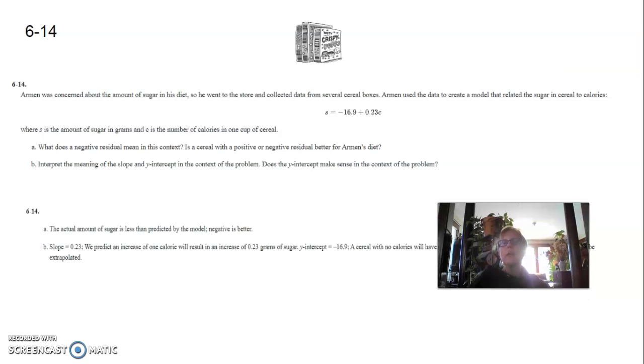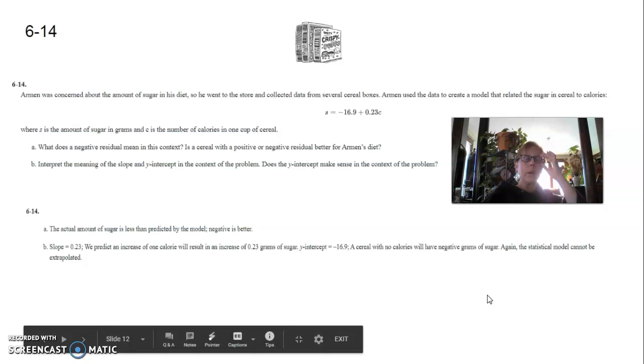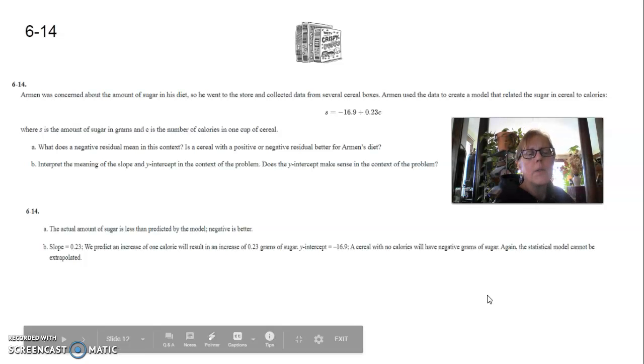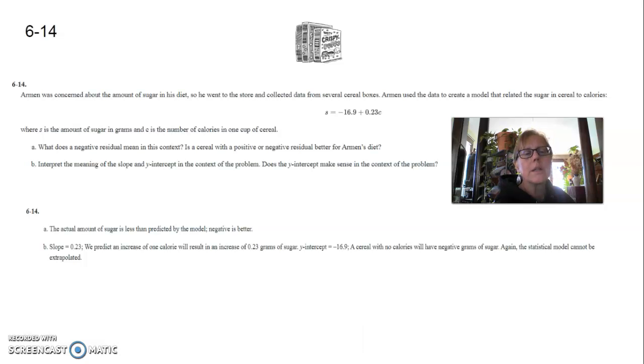Okay, so I actually took the answers right out of the book this time. This is a little bit small, but let me just read them for you. So for letter A, the actual amount of sugar is less than predicted by the model. So that's a good thing, right? A negative residual is good in this case because less sugar is better for you.